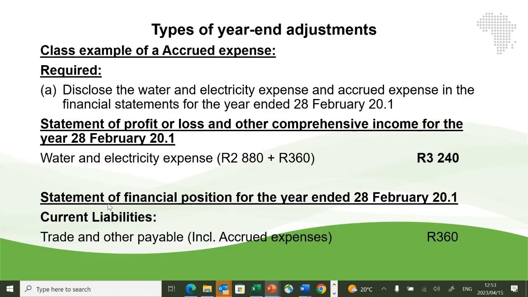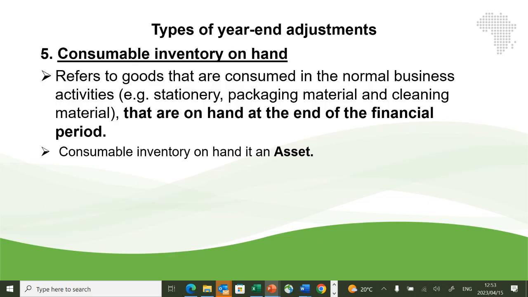Then let's move to the statement of financial position. Here we're going to write under current liabilities. Remember, we said accrued expense is a liability. So we need to record that accrued expense. Accrued expenses will be part of what? Of your trade and other payables. We include that 360 of accrued expenses. So at least now we see how these things come about.